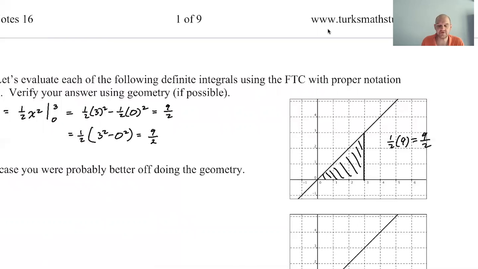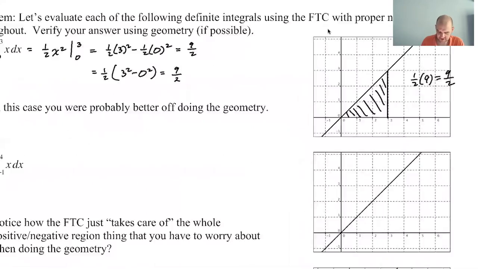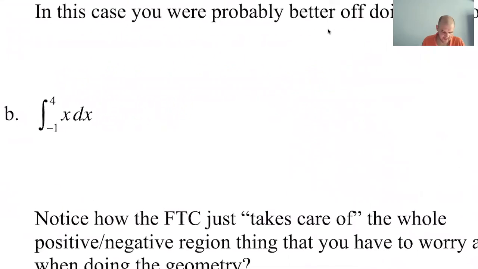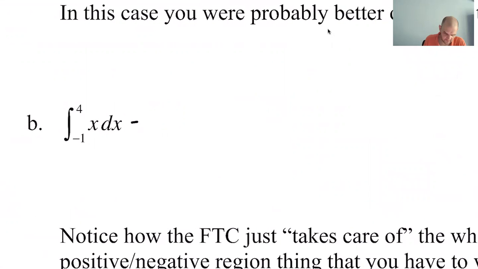Geometry is probably easier, but let me tell you, once you learn the fundamental theorem, you're probably never going to think to use geometry again. It's kind of sad, but also probably the case. Here, all right, we need an antiderivative. And we're going to go from -1 to 4.